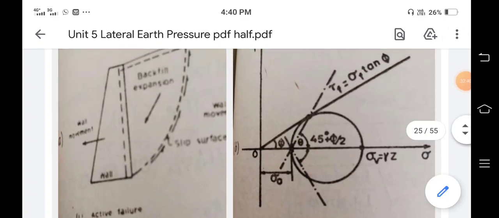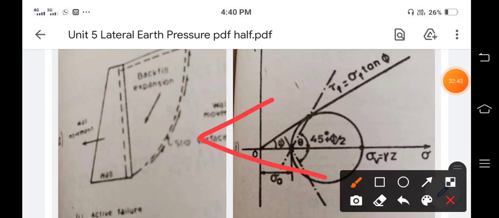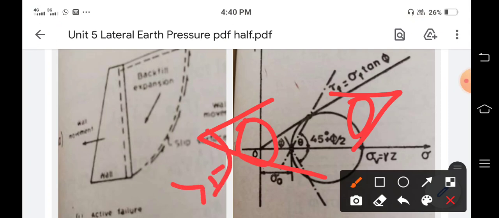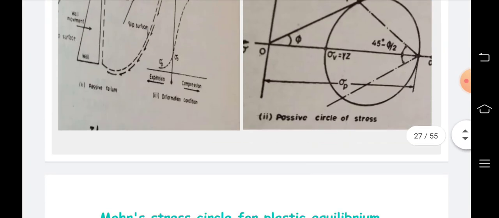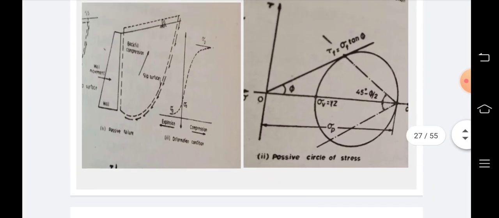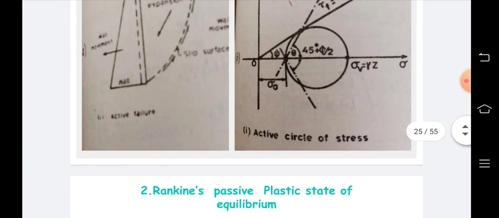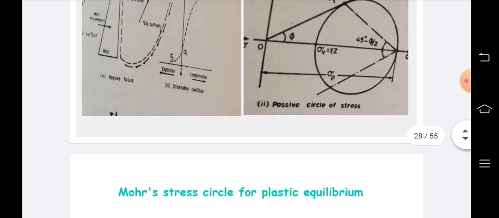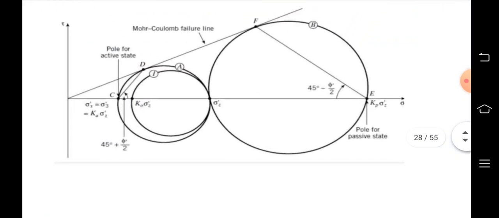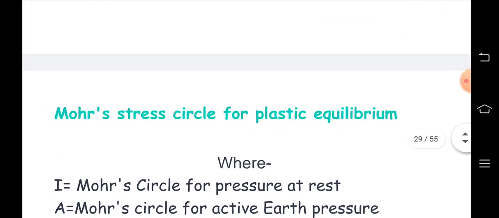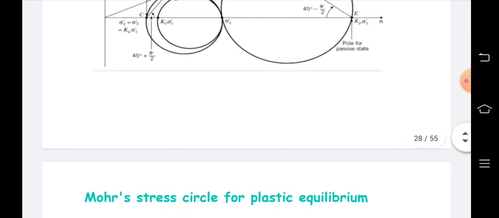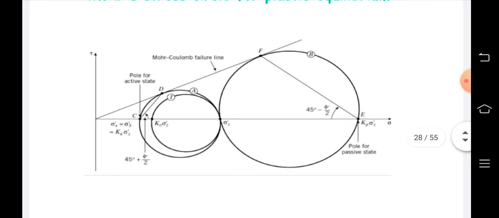So this is the case for active and this is the case for passive. Its value is 45 plus phi by 2, and here its value is 45 minus phi by 2. Because the value of phi is less as compared to 45 degrees, and here the value of phi is greater as compared to 45 degrees. So these are the Mohr stress circles for the plastic equilibrium. You can take a screenshot of this.